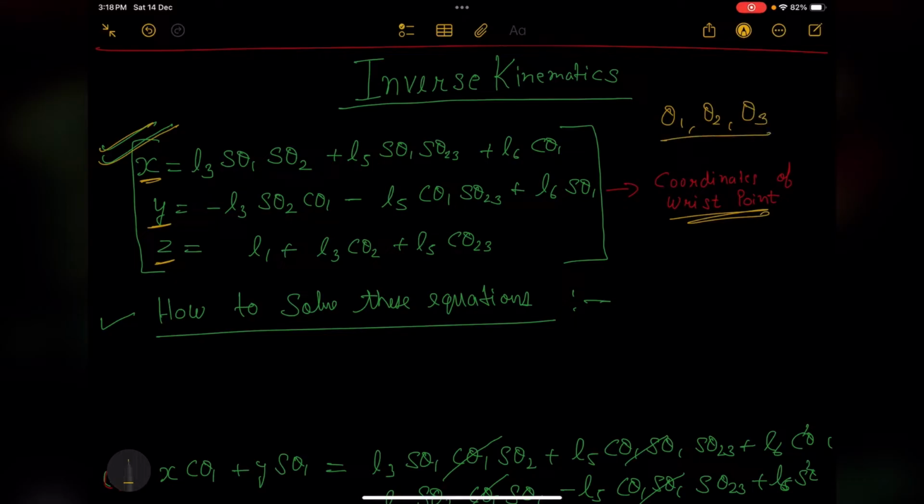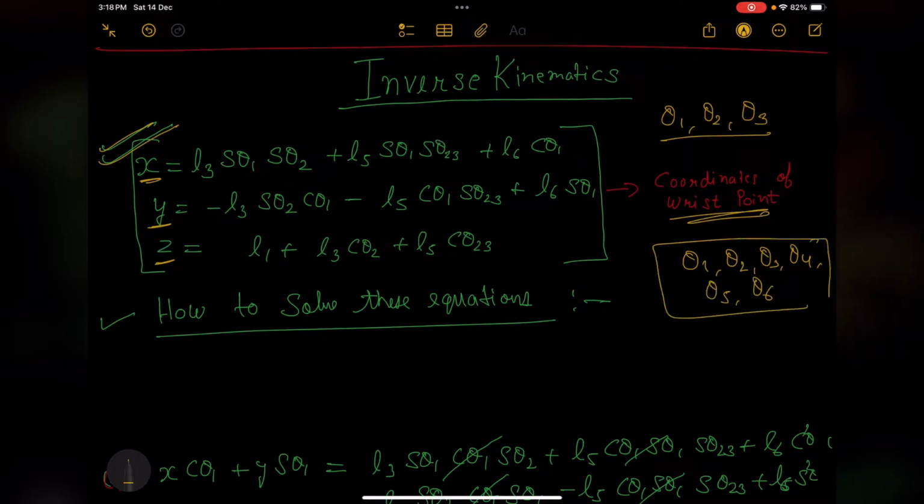First of all, we have to understand how we can get to the inverse kinematics of a 6 degree of freedom robot. There are 6 variables. Basically, what is inverse kinematics? We have the end effector position, and from this we have to find the joint angles. There are 6 joint angles: theta 1, theta 2, theta 3, theta 4, theta 5 and theta 6. These are the 6 angles I have to find.